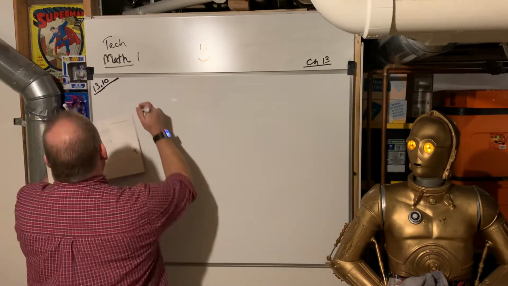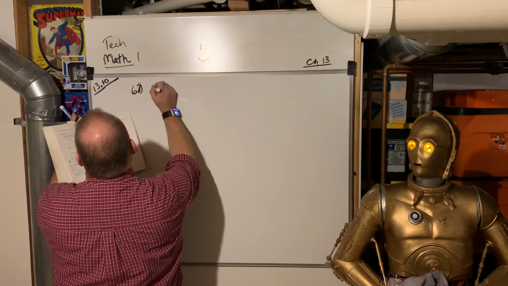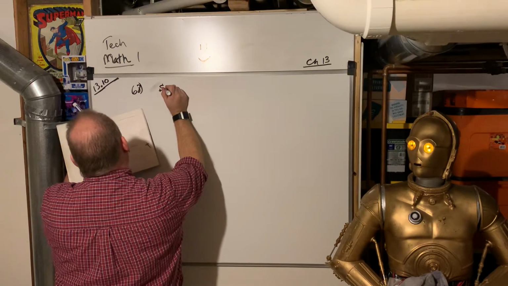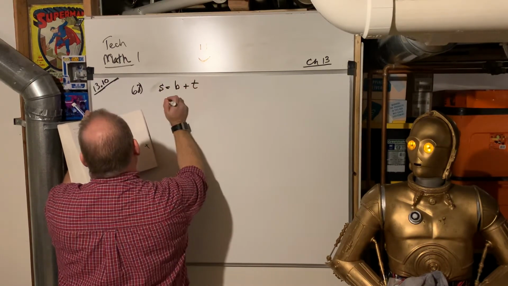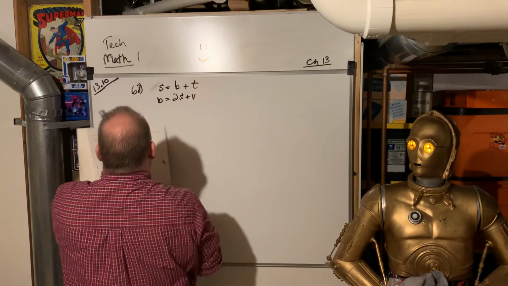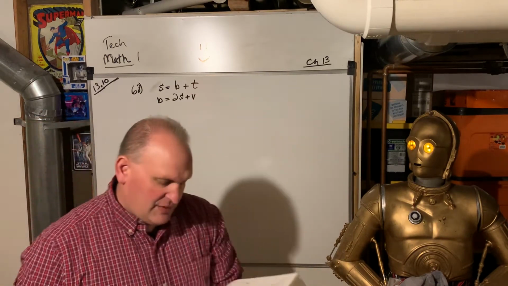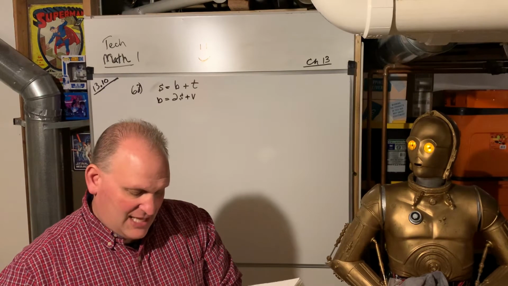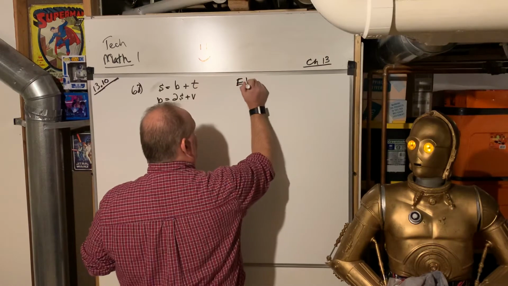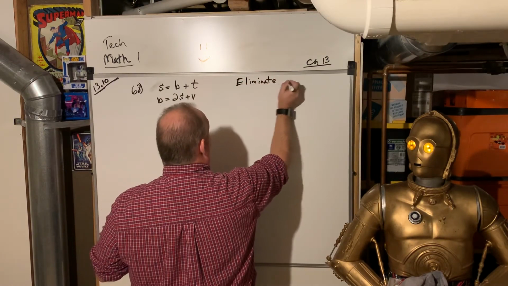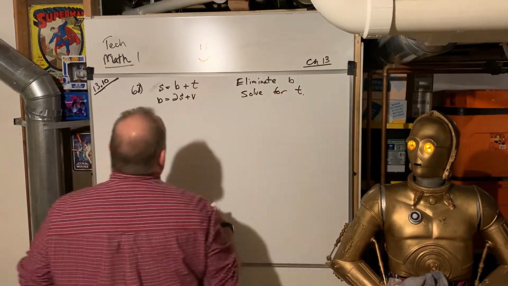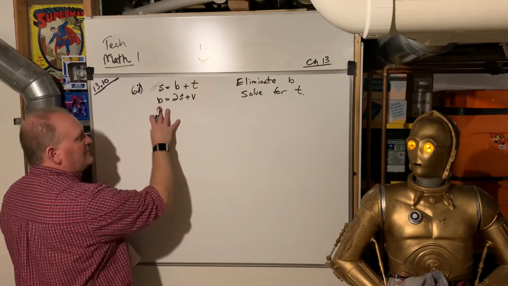Where we can do a tie-in here, number 68, they give us, oh, that's an S, not an A. S is equal to B plus T, and then they give us B is equal to 2S plus V, and let's see what they tell us to do. It says use the same method, they want us to eliminate B and solve for T. So let's write that down. They want us to eliminate B and then solve for T. Okay, so this B is already solved.